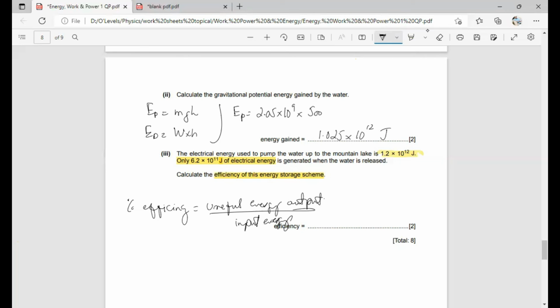So the answer will be 6.2 × 10^11 divided by 1.2 × 10^12, into 100. So it's output over input. So 51.67%.